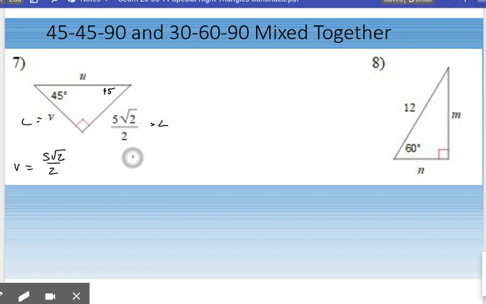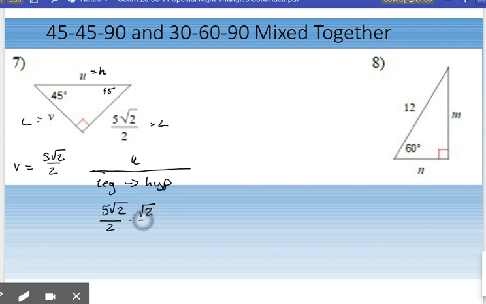Now, I need to find U. U is the hypotenuse. So I'm going leg to hypotenuse. And if I go leg to hypotenuse, I am multiplying by the square root of 2. So 5 square root of 2 over 2 times the square root of 2. Well, I have to remember square root of 2 times square root of 2 is 2. So I essentially have 5 times 2 over 2. These 2's cancel out. The hypotenuse is 5.